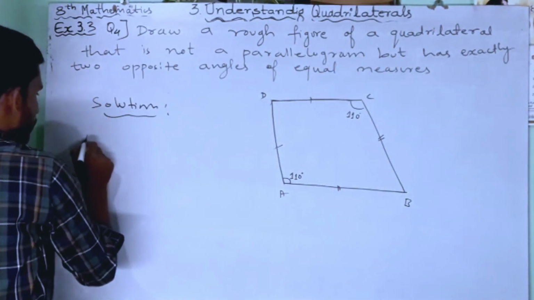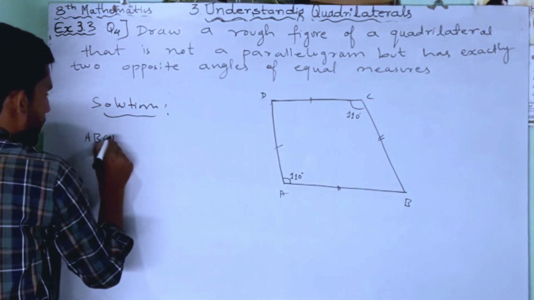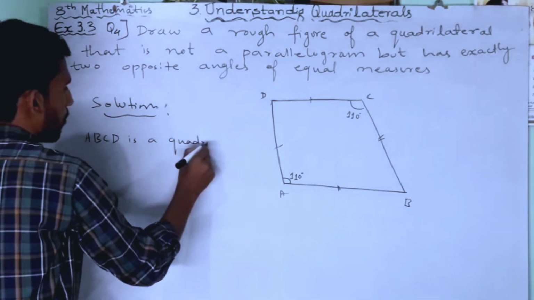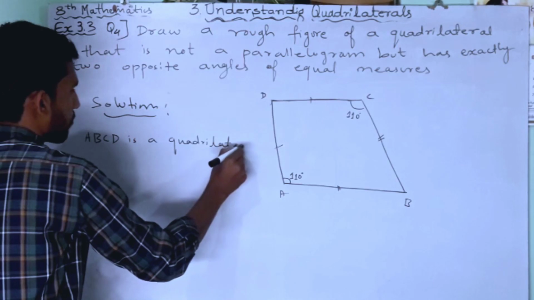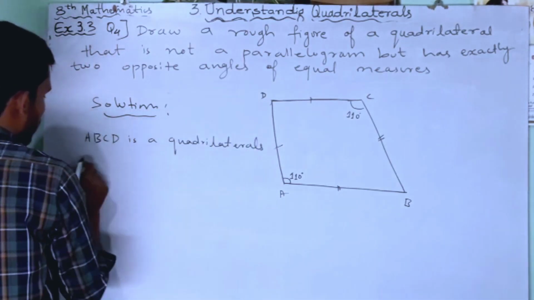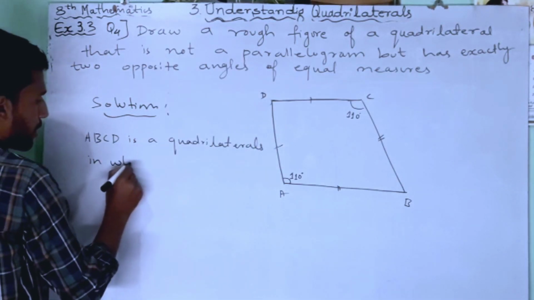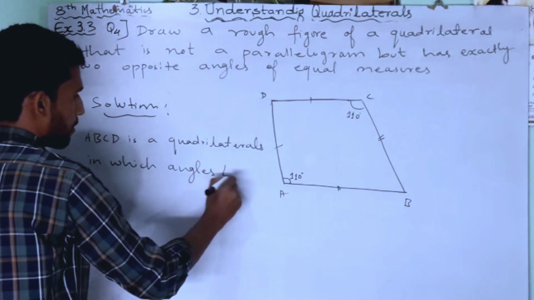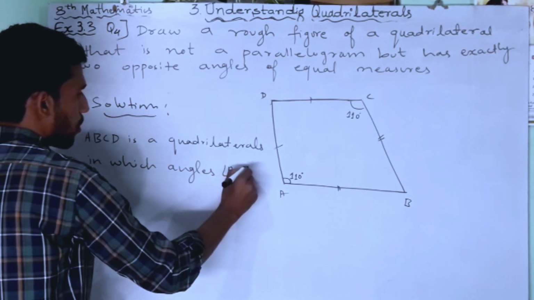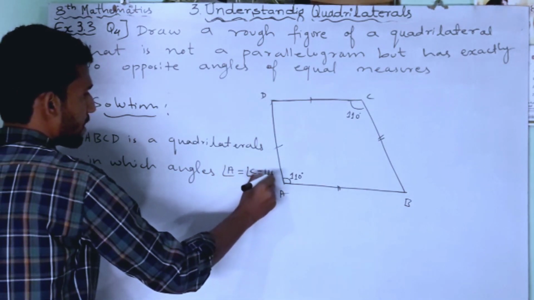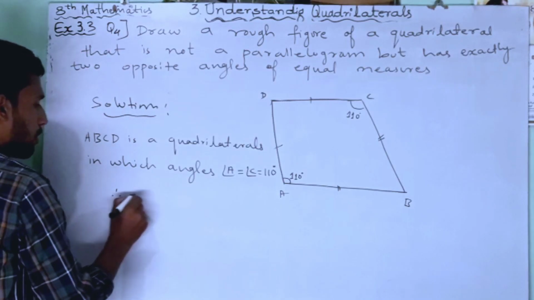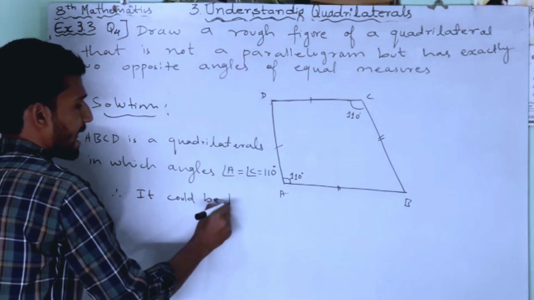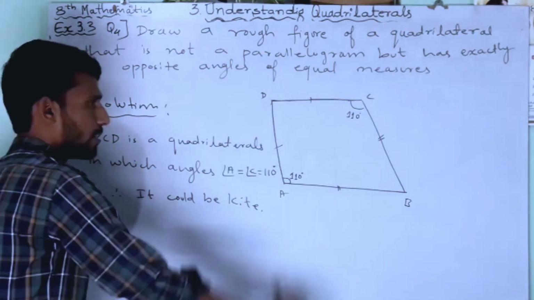Now we can write here: ABCD is a quadrilateral in which angle A is equal to angle C is equal to 110 degree. Therefore, it could be right. Okay, this is the solution.